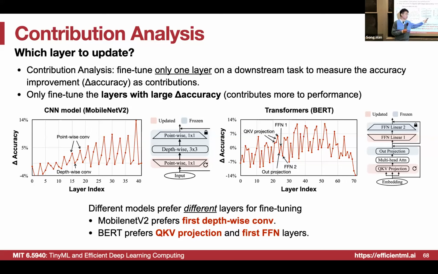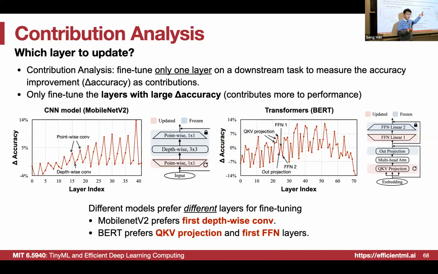There's a channel dimension of C. This is 6C. So here you only have to store 1C, but if you want to fine tune these 2 layers, you have to store 6C due to the large expansion ratio of 6. So fine tuning the first pointwise layer is very efficient. It's contributing more and it has a smaller cost for the activation.